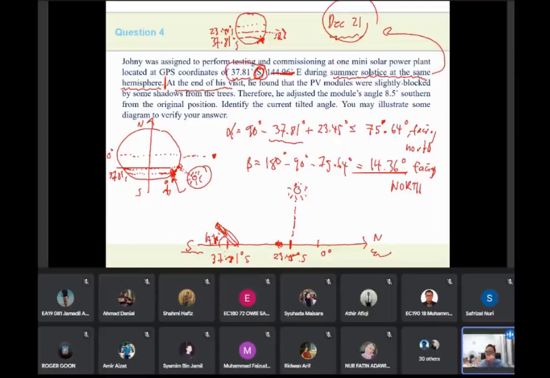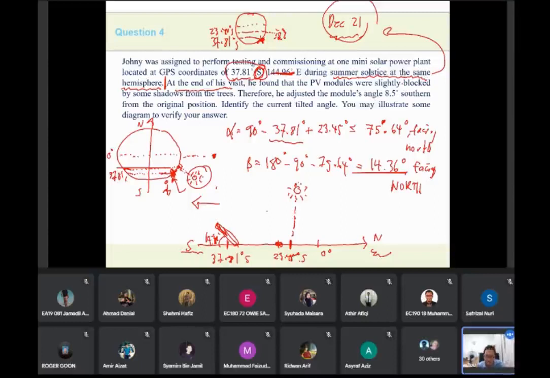That 8.5 degrees southern means what? To the right or to the left? To the left. If we go to the left, what does it mean? Minus. Okay. Maybe you ask me, sir, the question is not logical.